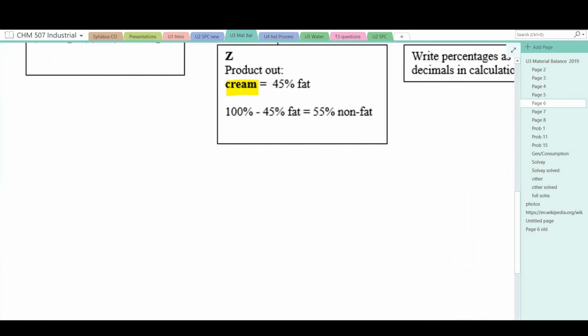The basic equation is that mass out equals mass in. You can write it the other way if you wish, but this just looks more familiar to me. What's the mass out? Well, we have cream coming out, and we have skim milk. Those are the two products, and the mass in was whole milk.